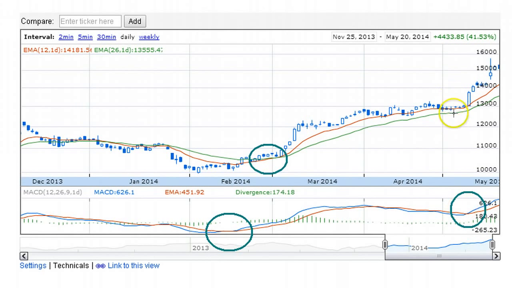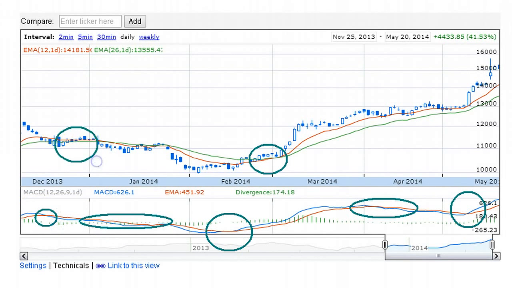Like I said, EMA lines do not cross over too often, meaning they do not give you too many indications of huge upside or buying or selling that happens. But in the case of MACD, you're going to have many crossovers that keep coming up, right?